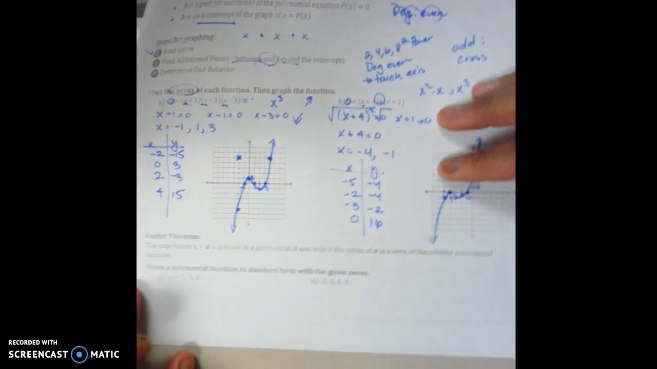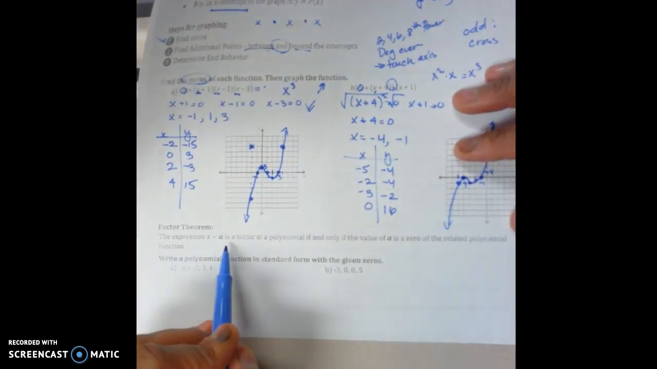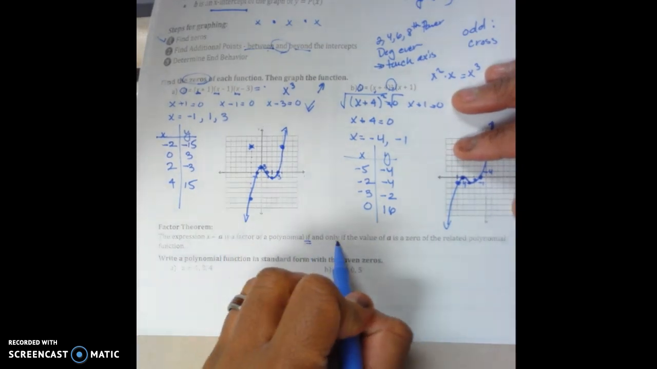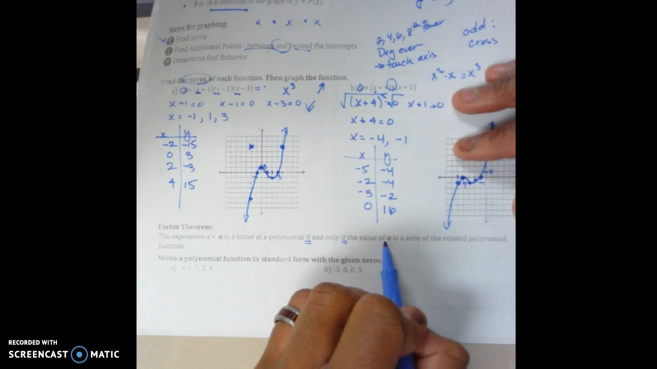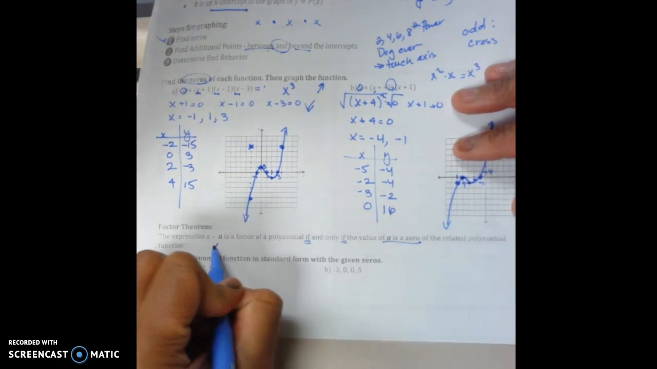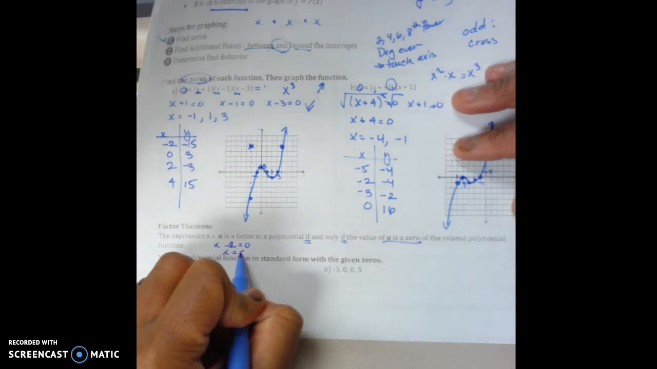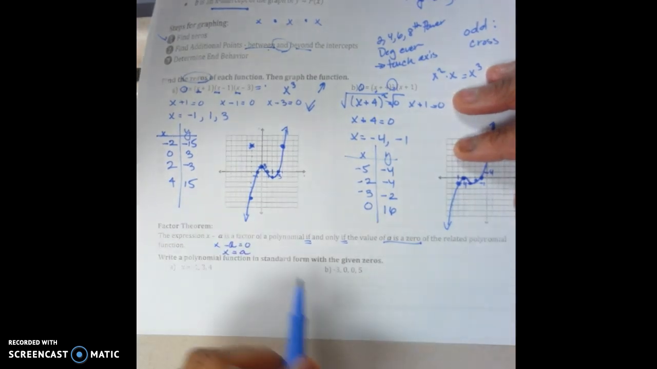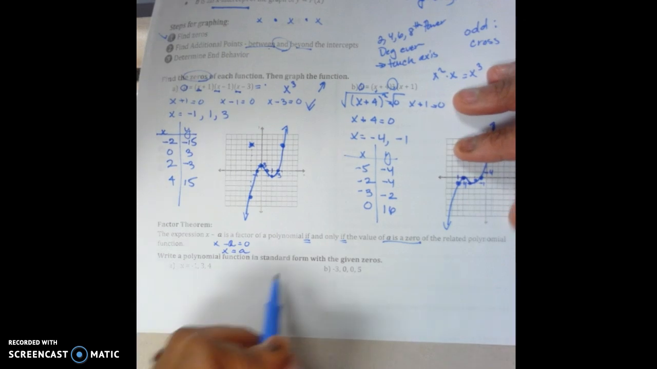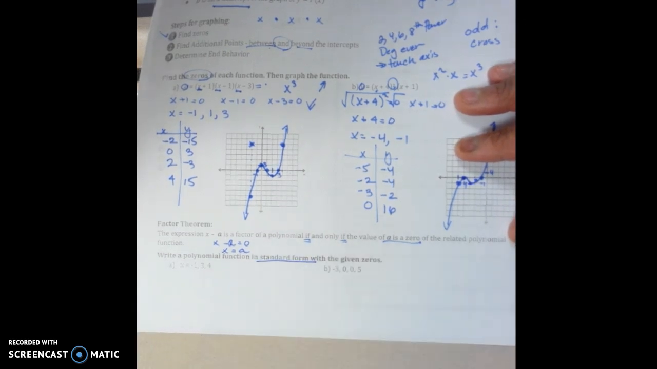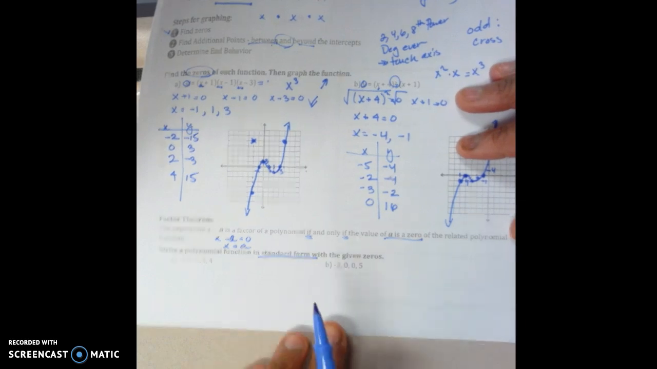Okay, bueno. Next thing is the factor theorem. The expression x minus a is a factor of the polynomial if and only if the value of a is a 0. Makes sense because when we had this as a factor, we would solve it and find that x equals a of the related polynomial. Write the polynomial function in standard form with the given zeros.